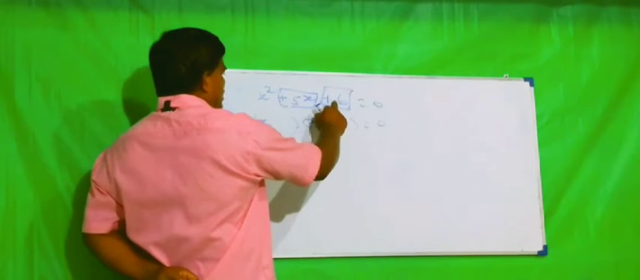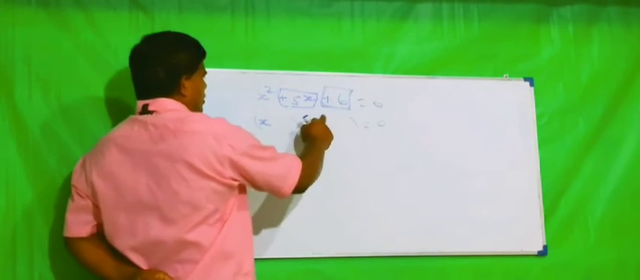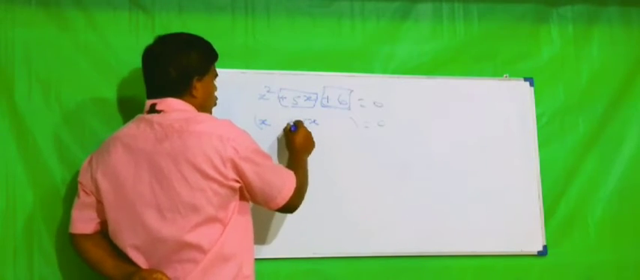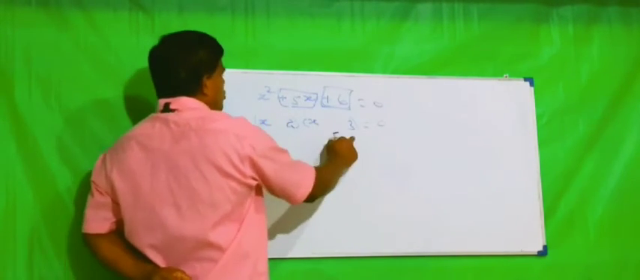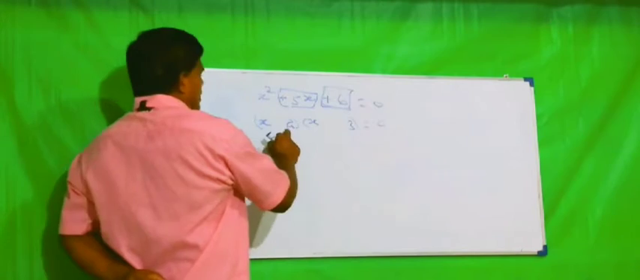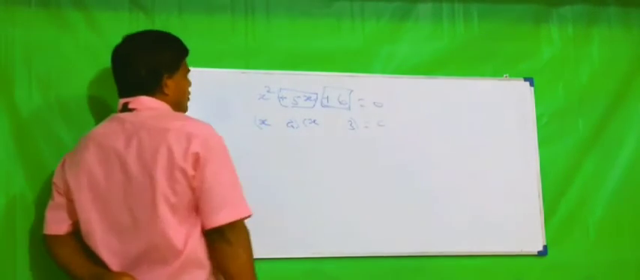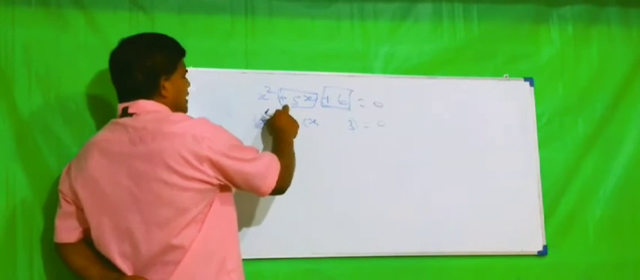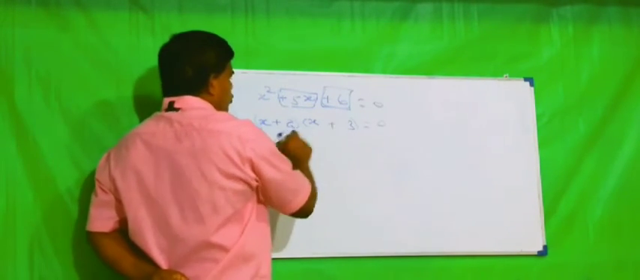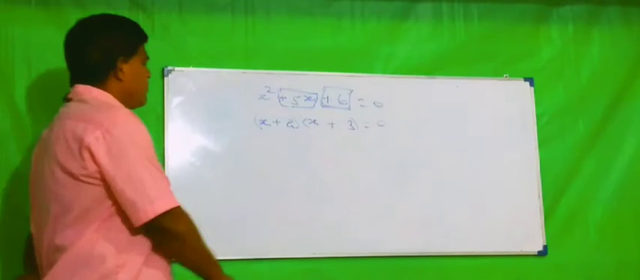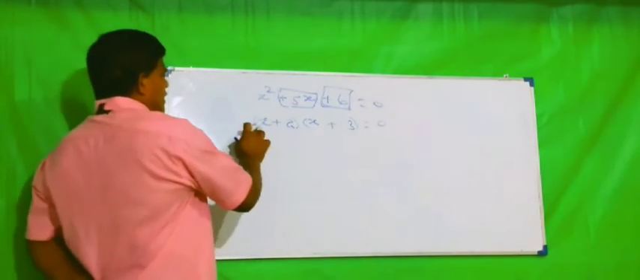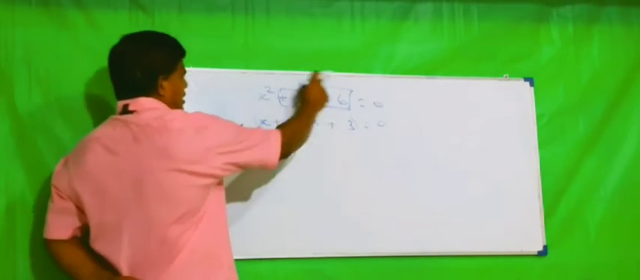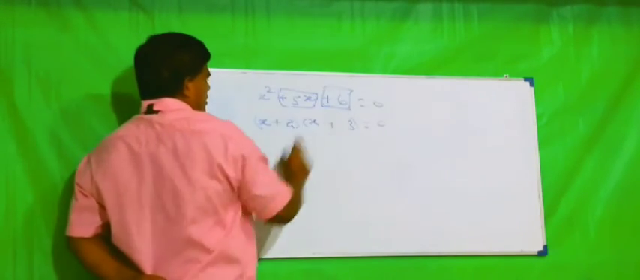Then there is another product to obtain 6. It can be taken as 2 and 3. 2 into 3 is 6. If we take the addition, 2 plus 3 is 5. Then the suitable pair is 2 into 3. Now, these are the factors of this expression on the left side.